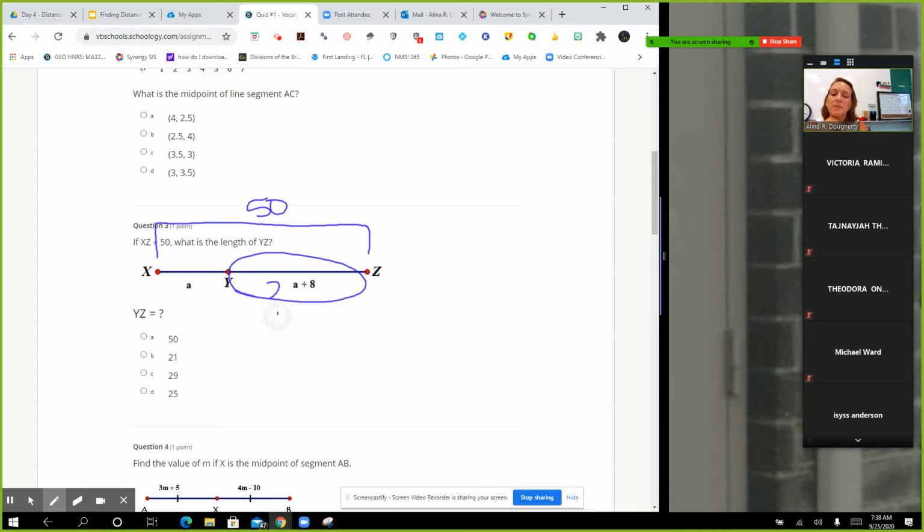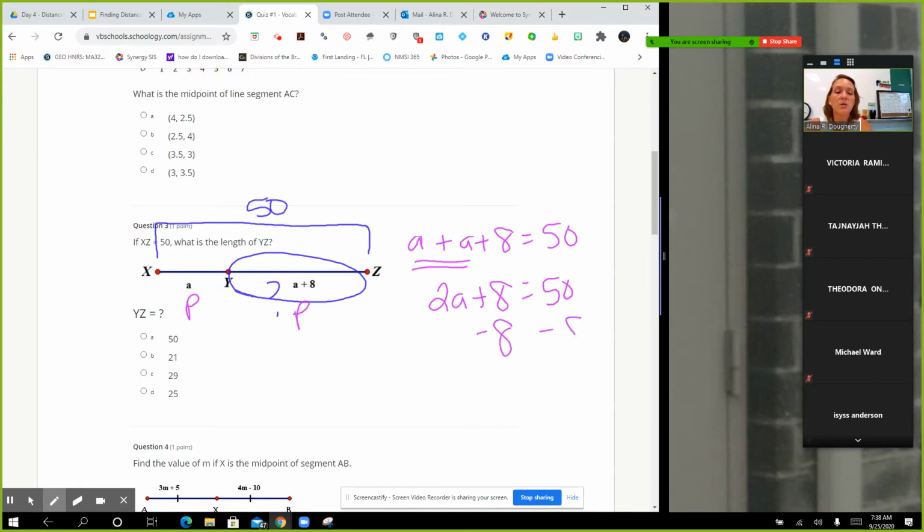That's my question mark. So what equation could I write? What are the two parts? 2a plus 8 equals 50. Exactly. You already combined those in your head, and a lot of people can do that. In geometry, you need to show as much work as you need to show in order to get the right answer. Okay, so I'm not the work police. 50 minus 8 is 42, and then a equals 21.